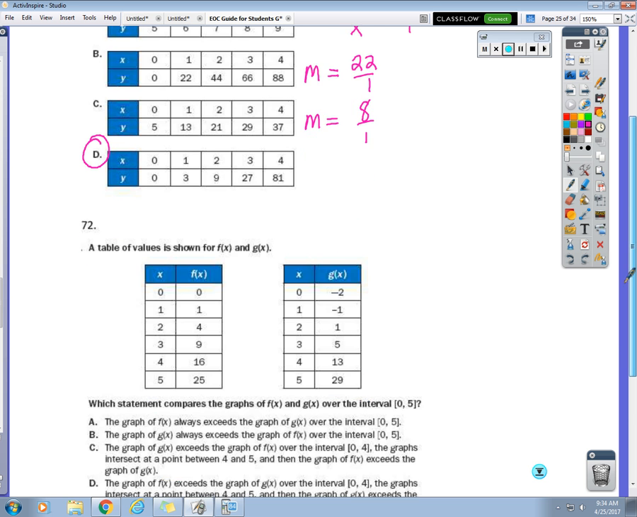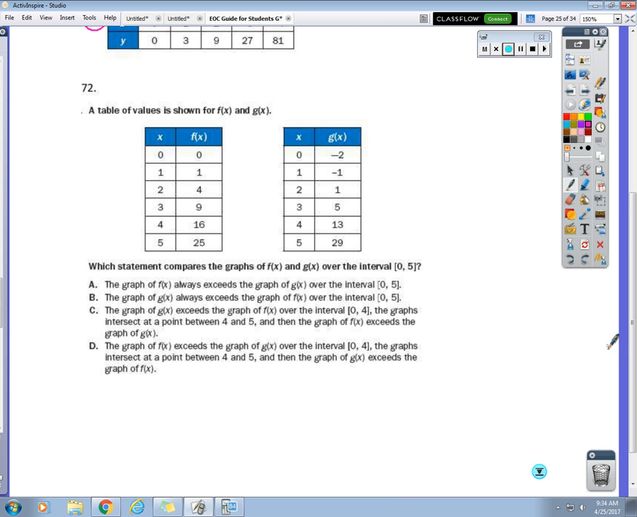Alright, number 72. A table of values is shown for f of x and g of x. Okay, so on the left you have the table for f of x. On the right you have the table for g of x. Their x values in both tables are identical, 0 through 5. But the y values, or f of x and g of x in this case, are a little bit different. Which statement compares the graphs of f of x and g of x over the interval 0, 5? Okay, well when you tried this, what did you guess?